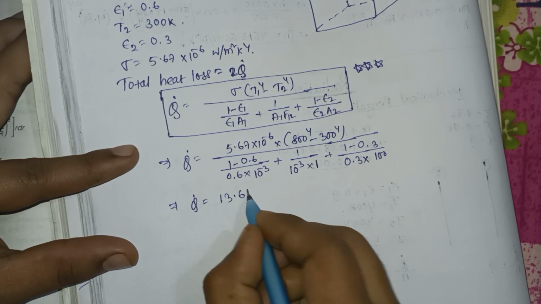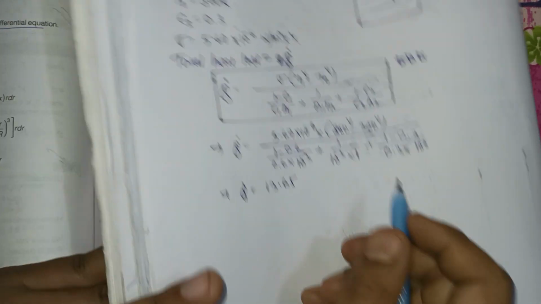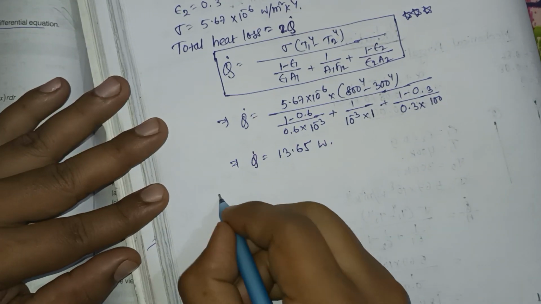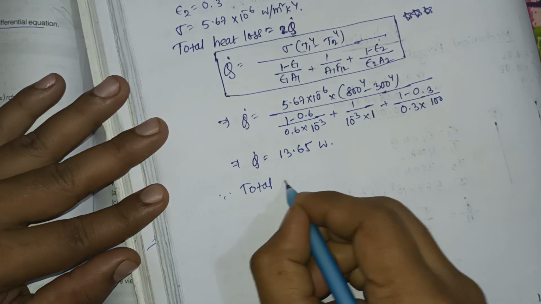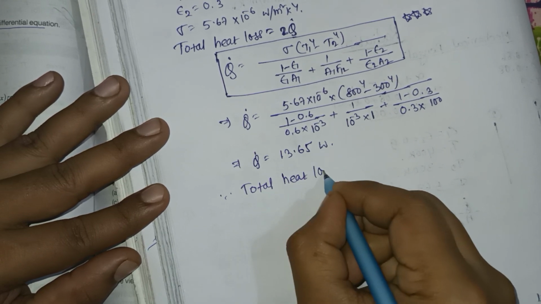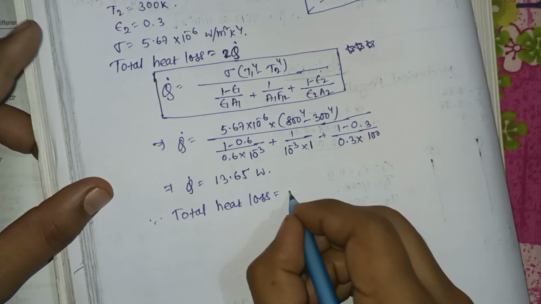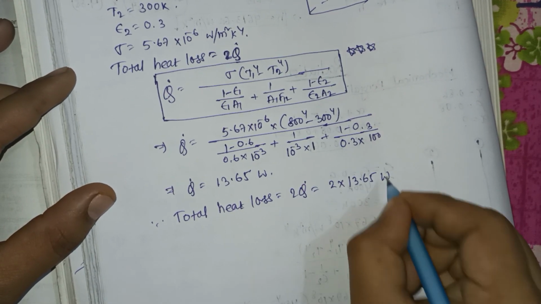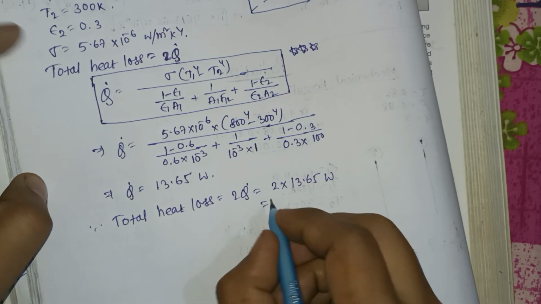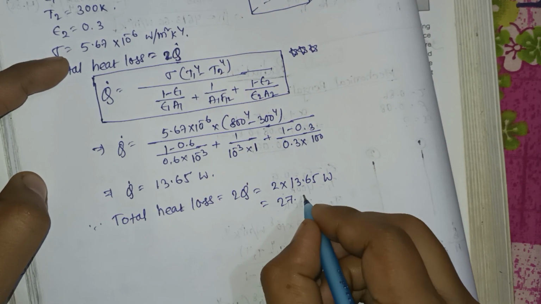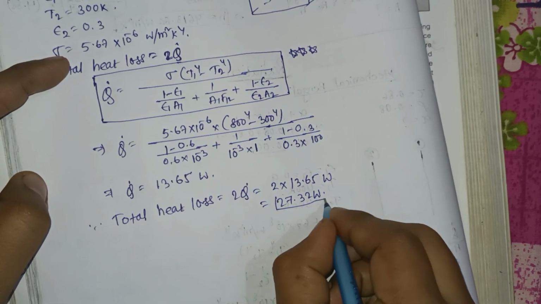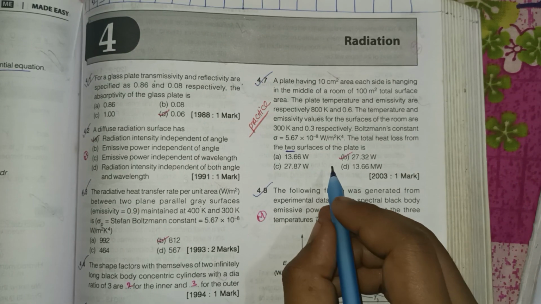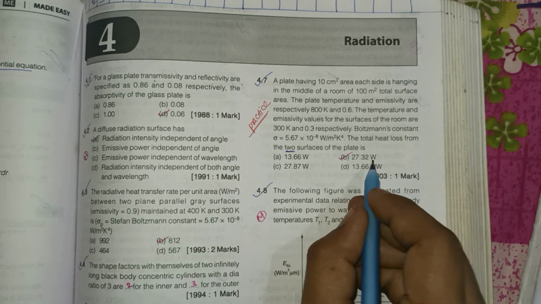From here, q dot is equal to 13.65 watt. So that means the total heat loss is equal to 2 q dot, that is 2 into 13.65 watt, which is equal to 27.32 watt. So this is the correct answer. The correct answer is option B, that is 27.32 watt.